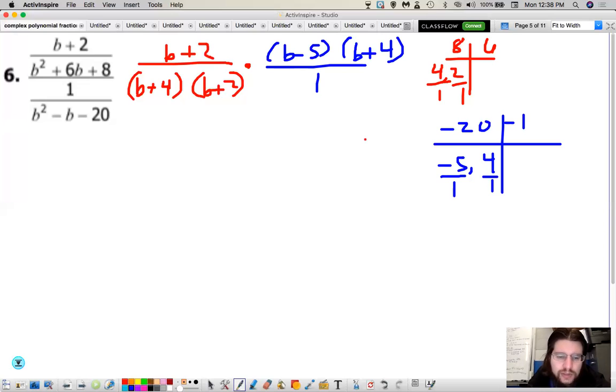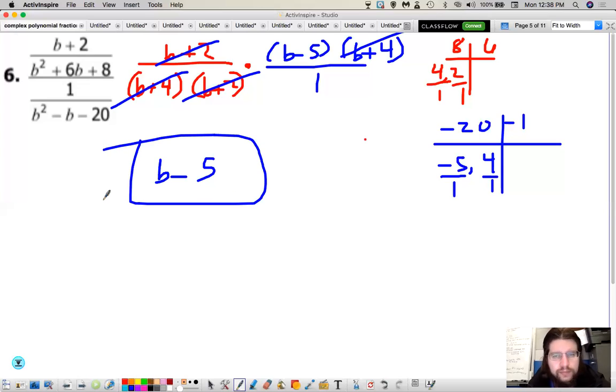And now let's cancel some stuff. B plus 2's cancel, b plus 4's cancel, and all this simplifies down to b minus 5 over 1, which is just b minus 5. Done.